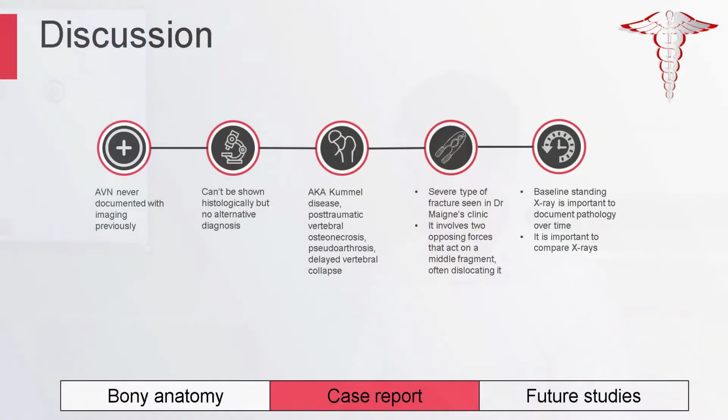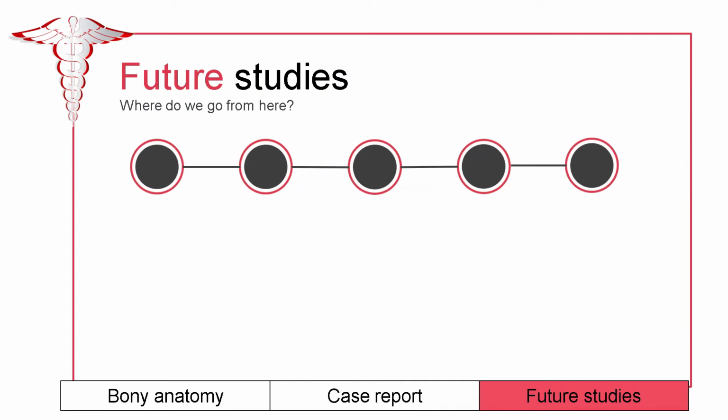So this case report highlights one reason why you would do a baseline standing X-ray, so you can document pathology over time. In this case, there was bony remodeling, and without that first X-ray, we might not have known what happened. Right. So that's done with the case report. We're on to the final section.